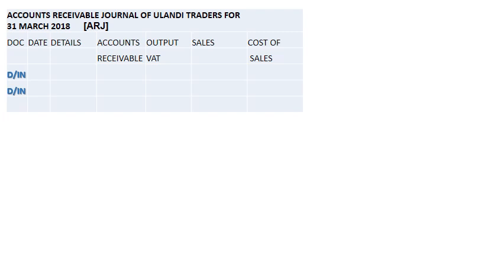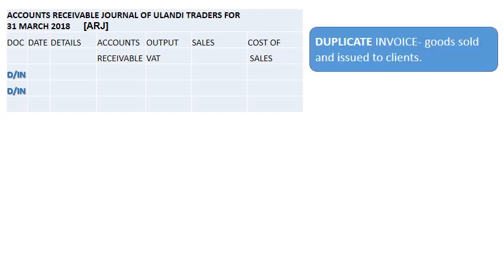The format of the accounts receivable journal will have the following columns: the document, the date, the details, the accounts receivable column to record inclusive amount, the output VAT, sales and cost of sales, where the perpetual inventory system is in use. In this journal, we will record goods sold and issued to debtors or clients. The duplicate invoice will be used as a source document.